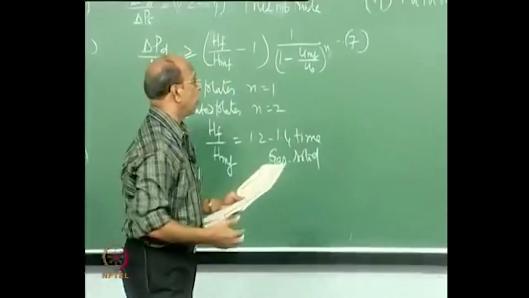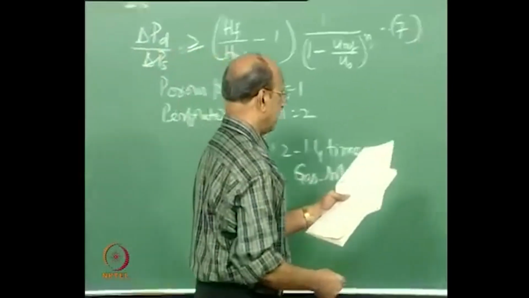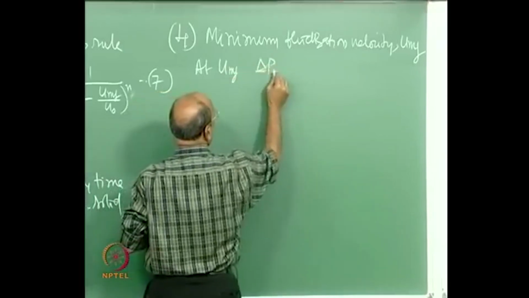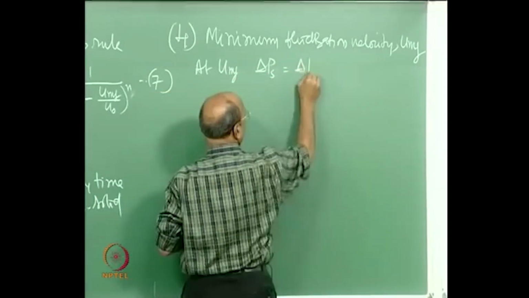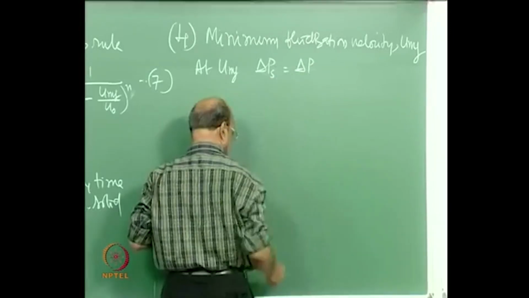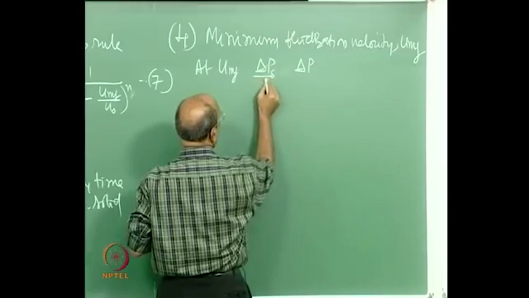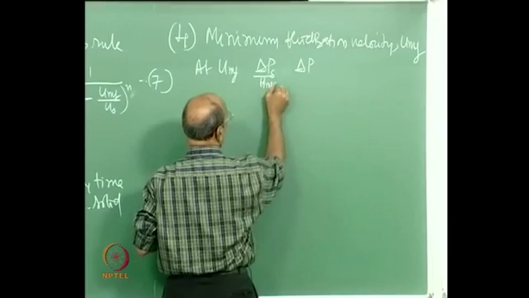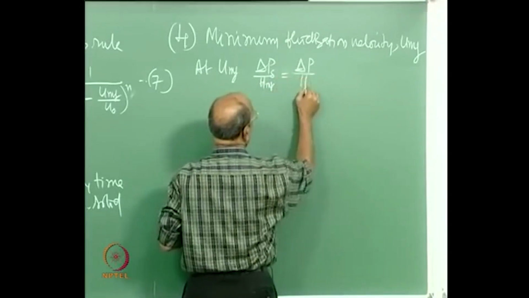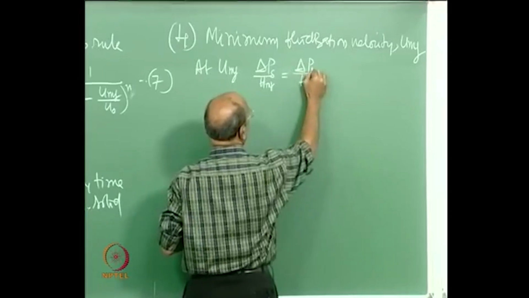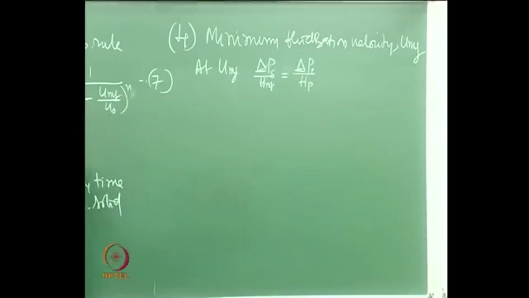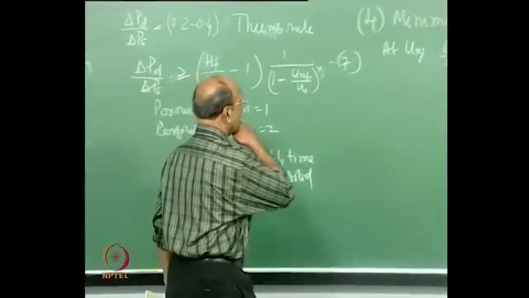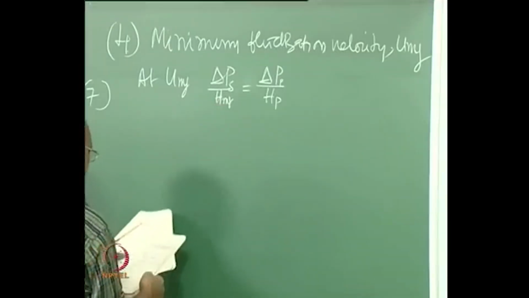Good. So, minimum fluidization velocity, at the point of fluidization. I think it is unfair maybe to ask you to remember the Ergun's equation, so I will just draw it here. At UMF, delta P s equal to delta P, which I can also write per unit length. HMF equals HP, the packed bed height, at the minimum fluidization velocity. So, now I have to write here the Ergun's equation.